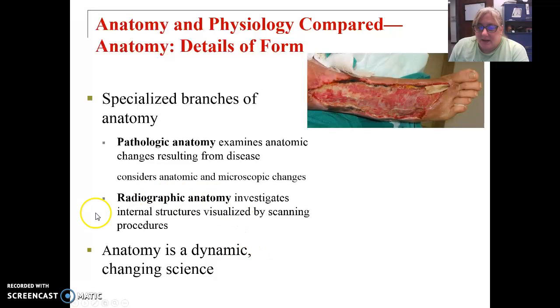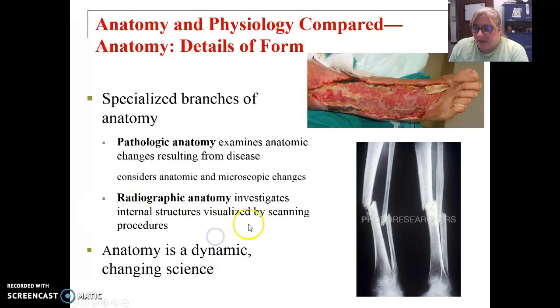And we can study radiographic anatomy. So looking at internal structures using techniques that allow us to identify either the harder structures internally, or there are other techniques we can use to study softer tissues. So MRIs and ultrasounds can be used to study soft tissues as well.